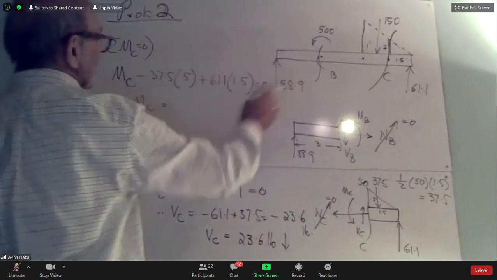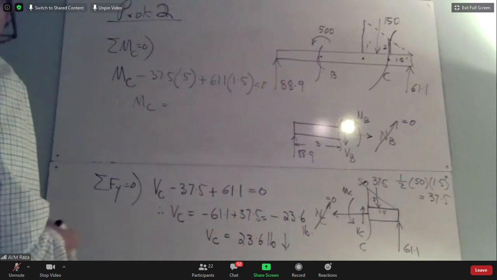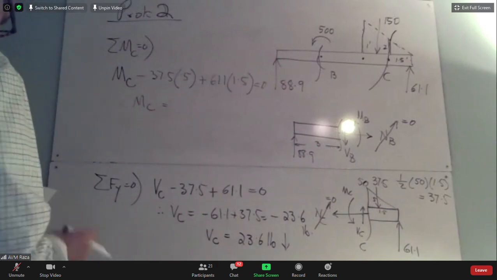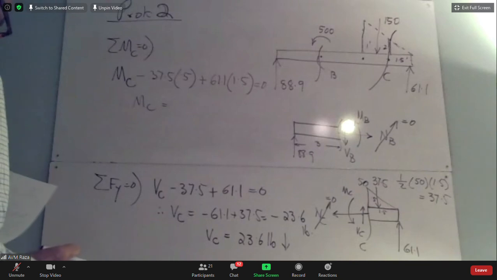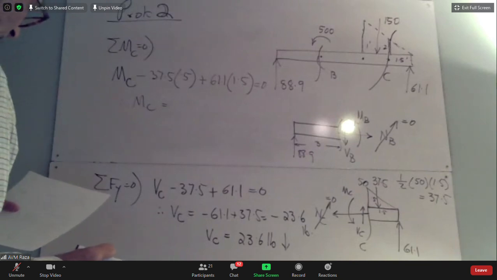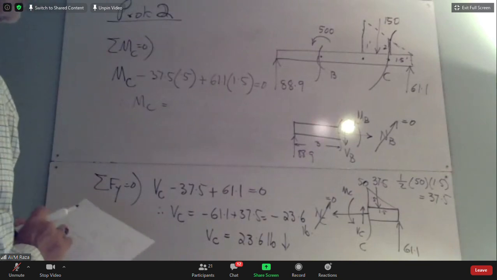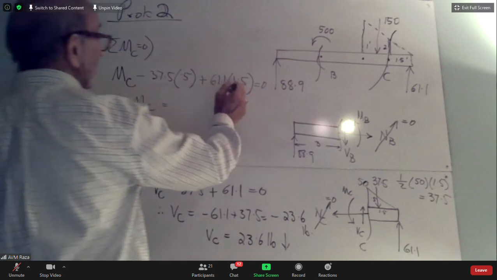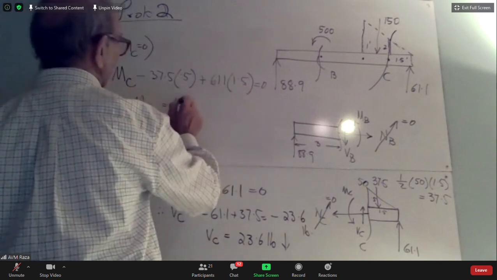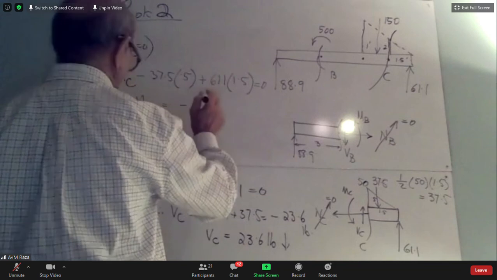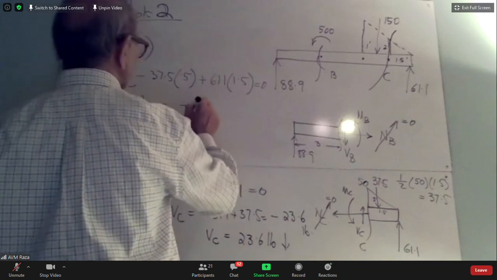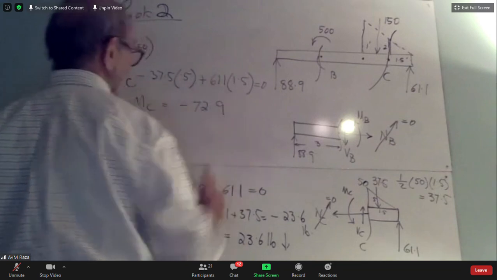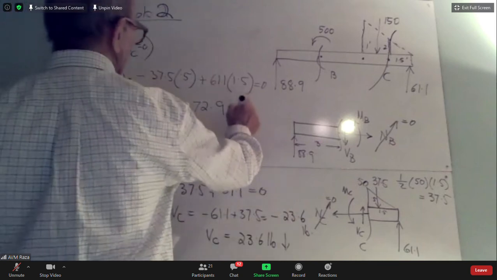Therefore, I'll say MC is equal to, if you take both of these to the other side, you find MC will come out to be negative, yeah, minus 72.9 pound foot.